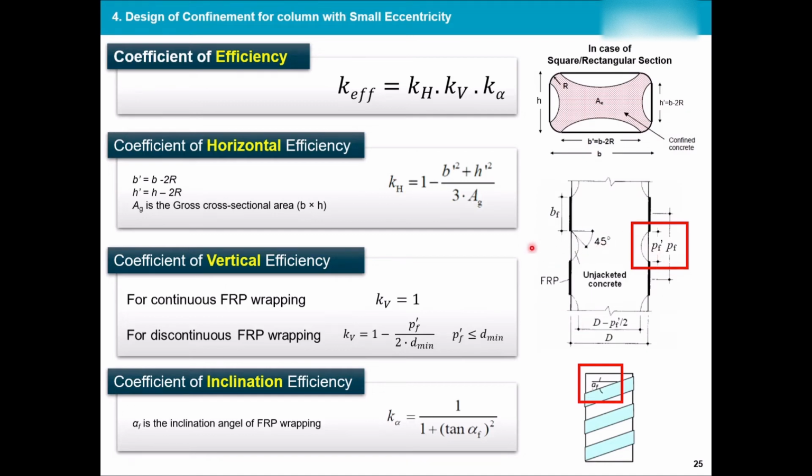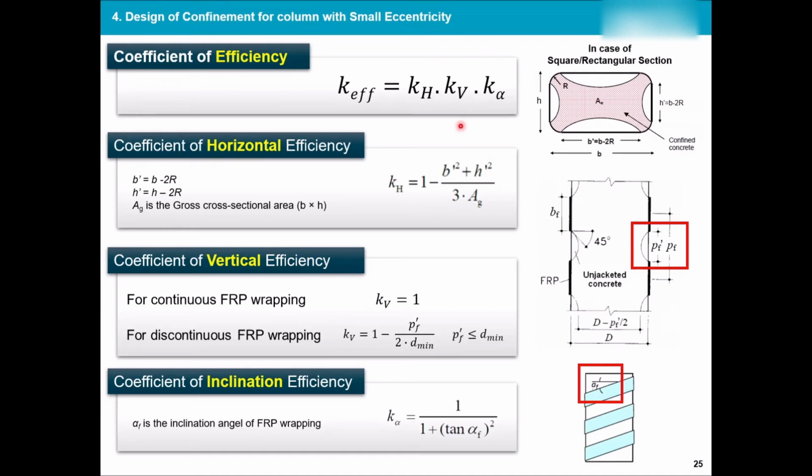Sometimes, for sure, if you use a discontinued wrapping, you will use less material. Less material means a cheaper bill at the end. So sometimes, if the discontinuity can be applied and it is sufficient enough, you will save money, and your client will be happy as well. So discontinued FRP is a common thing as well. But the formulations of KEffective, the coefficients of efficiency, are very simple as well.